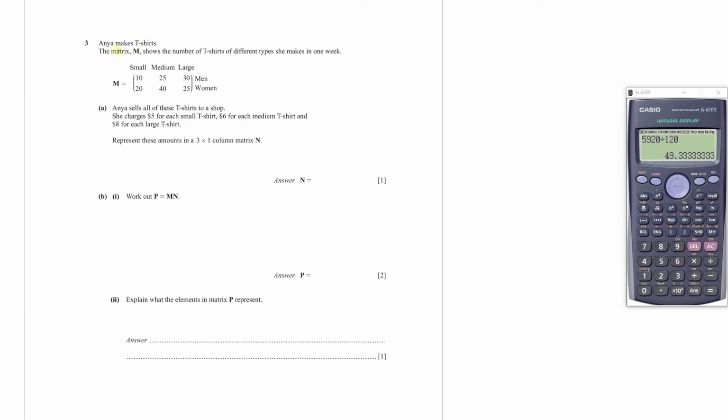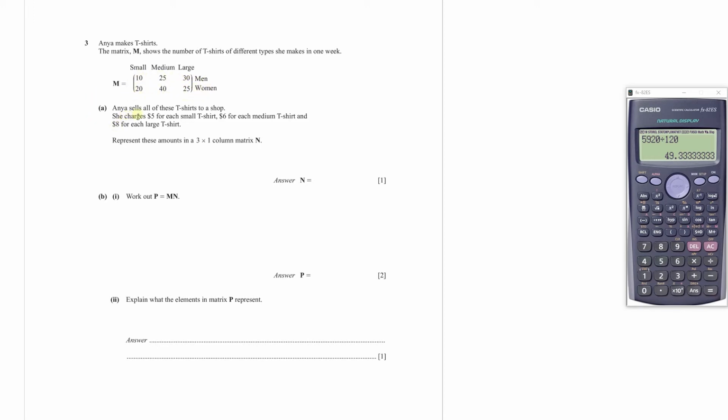Question number 3 is Anya makes t-shirts. The matrix M shows the number of t-shirts of different types she makes in 1 week. You have the sizes in the columns: this column is for small, this is for medium, this is for large. And in the rows, you have men on the first row and women on the second row.